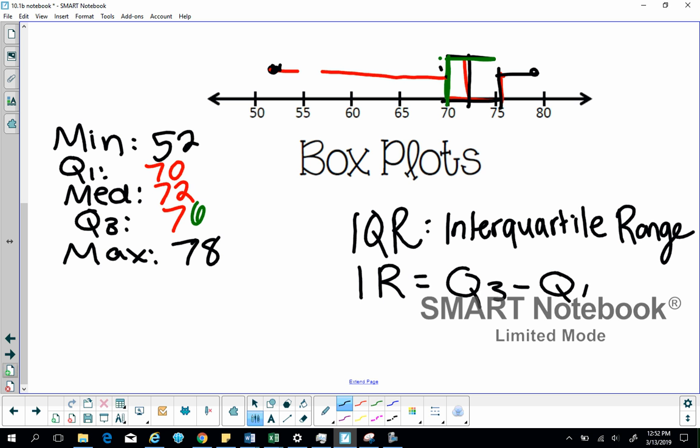So what is Q3 minus Q1? Yep. So your IQR is 6. You don't need to put that anywhere on your graph. It's just in case they ask for it. That just means how spread out your data is. Cool. How do you feel?